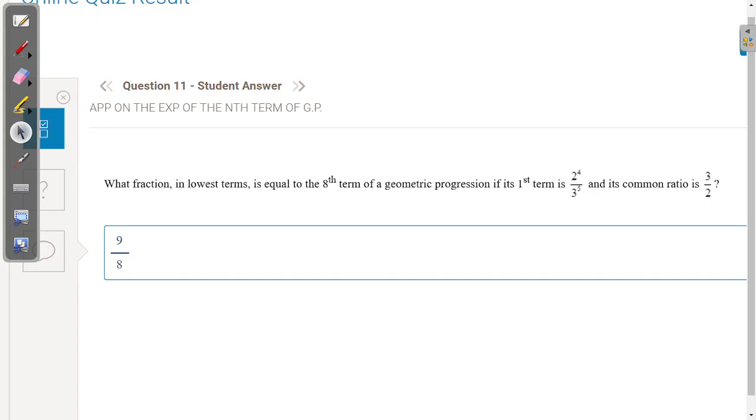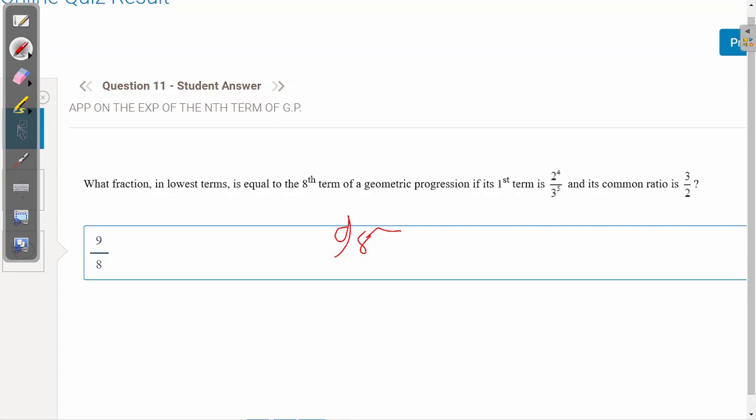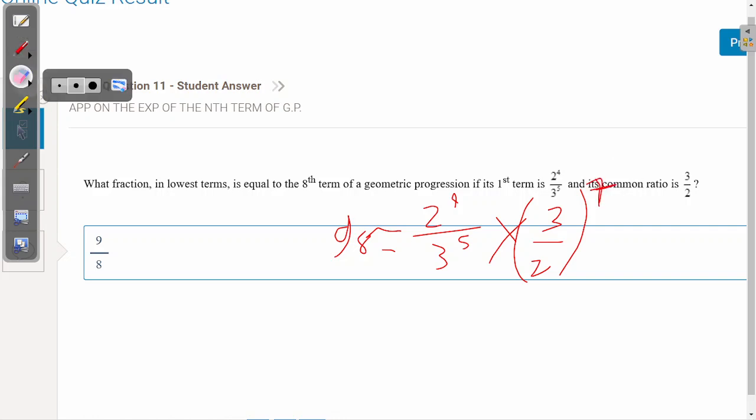What fraction in lowest terms is equal to the 8th term of a geometric progression if its first term is 2 power 4 over 3 power 5 and its common ratio is 3 over 2? So use the rule for geometric progression. G8 equals G1, which is 2 power 4 over 3 power 5, times 3 over 2 to the power of 8 minus 1, which is 7. Do this on the calculator, you'll get 9 over 8.